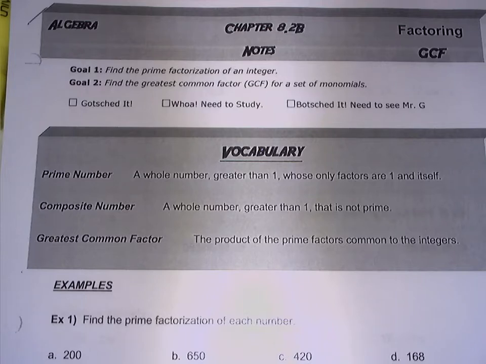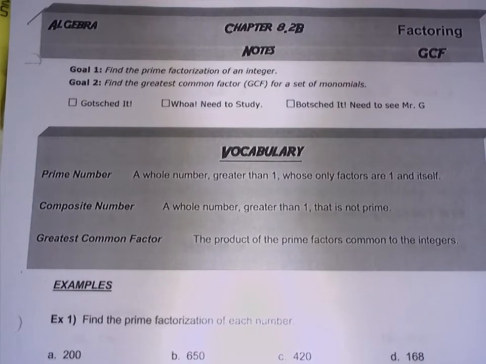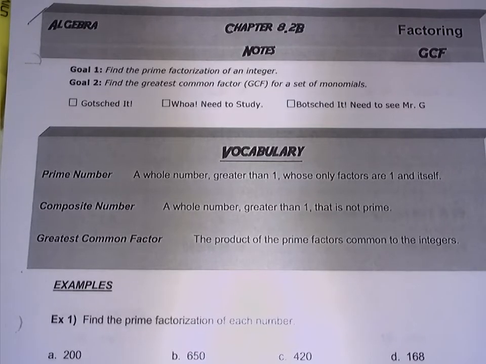All right, here we go. We got factor, and we got what's called the GCF. So we're going to find prime factorization of a factor. And goal number 2, we're going to find the greatest common factor. That means the biggest number that they have in common. Okay? All right, so a little vocab.